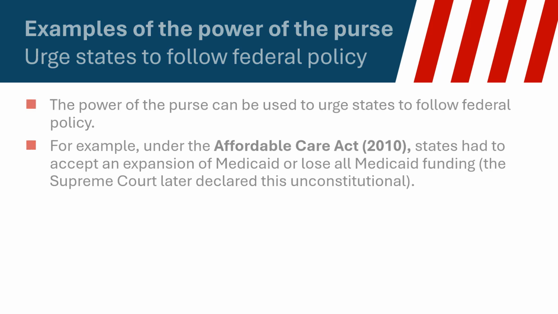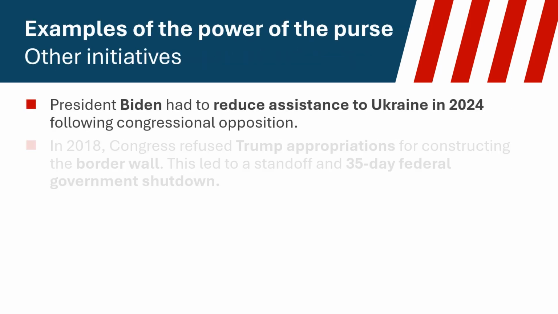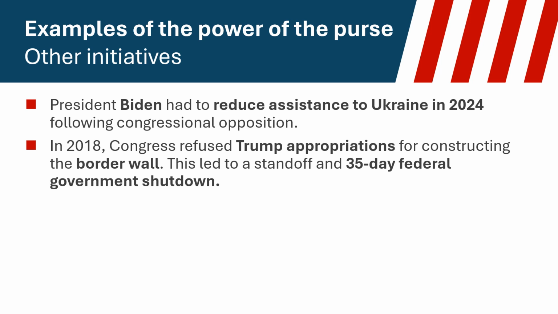The power of the purse has also been used to limit some important presidential policies. President Biden had to reduce assistance to Ukraine in 2024 following congressional opposition. And in 2018, Congress refused Trump appropriations for constructing the border wall. This led to a standoff and a 35-day federal government shutdown.